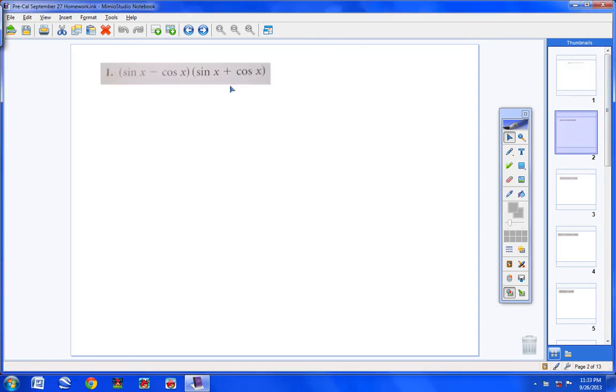Problem number 1. The directions for 1 through 8 state to multiply and then simplify, okay? So here's the answer we're trying to get, by the way. I told you guys to look in the back of the book first for these problems if you want to. So sine squared minus cosine squared. Well, let's go ahead and do the multiplication, shall we?